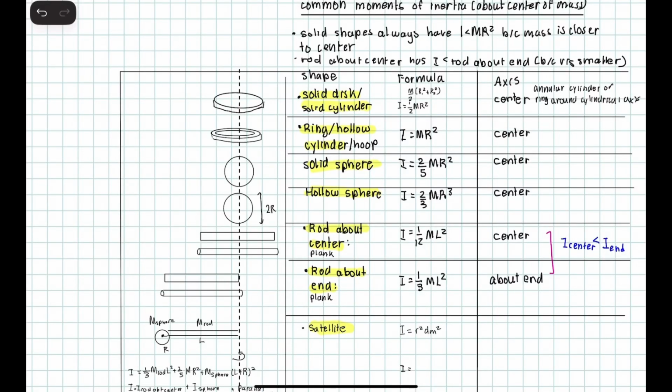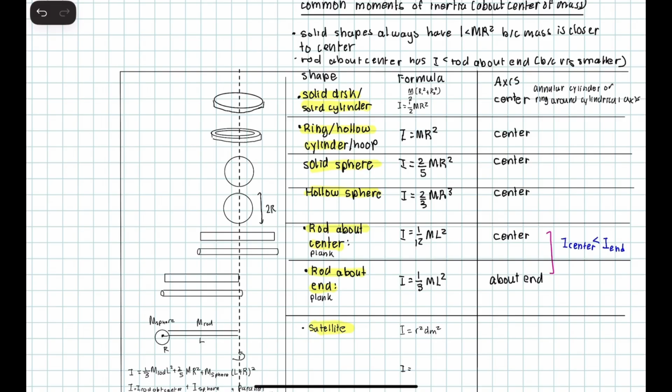If you've ever wondered why it's harder to spin a door near the hinge than at the handle, or why pulling your arms in makes you spin faster, then you've already understood the idea behind rotational inertia. In this video, we're going to break down rotational inertia, also called moment of inertia, which is one of the most important ideas in physics and rotational motion.